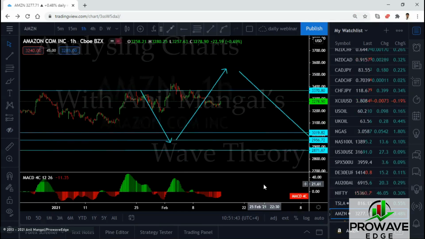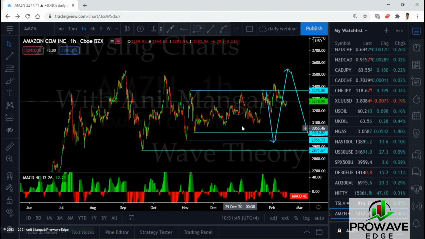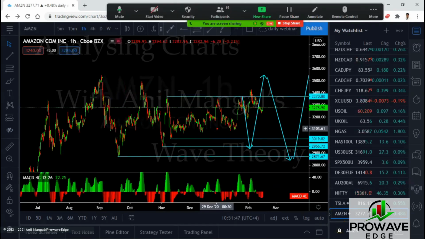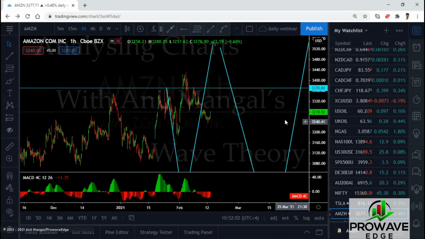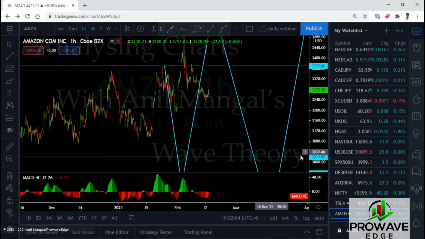Amazon, still going nowhere, right? We're still in this consolidation here, whatever that is. So this should come back to retest one of these two lows, and then we will decide which pieces we're putting together for pattern. Let's see if it comes back. Maybe don't trade it, but if you get a sell setup, take the trade, or just wait.